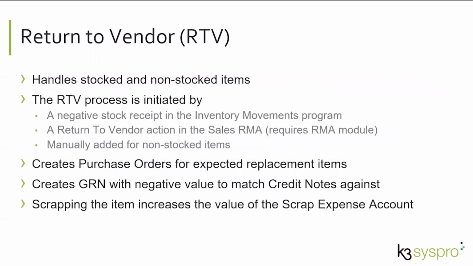The RTV process will create purchase orders for expected replacement items, reducing duplication of entry. It will create GRNs with negative values to match credit notes against, and the scrapping of non-returnable items will increase the value of the scrap account.